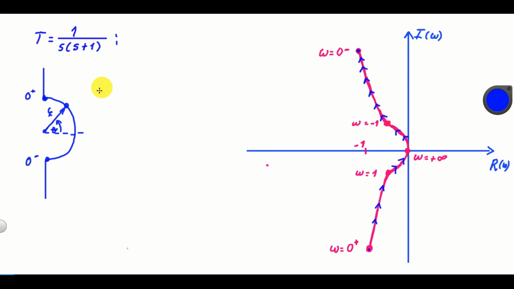Next, let's perform this substitution. That is, in the vicinity of 0, s is equal to epsilon e to the power j theta. If we substitute this value of s inside of our transfer function, we obtain T is equal to 1 over epsilon e to the power j theta multiplying epsilon multiplying e to the power j theta plus 1.